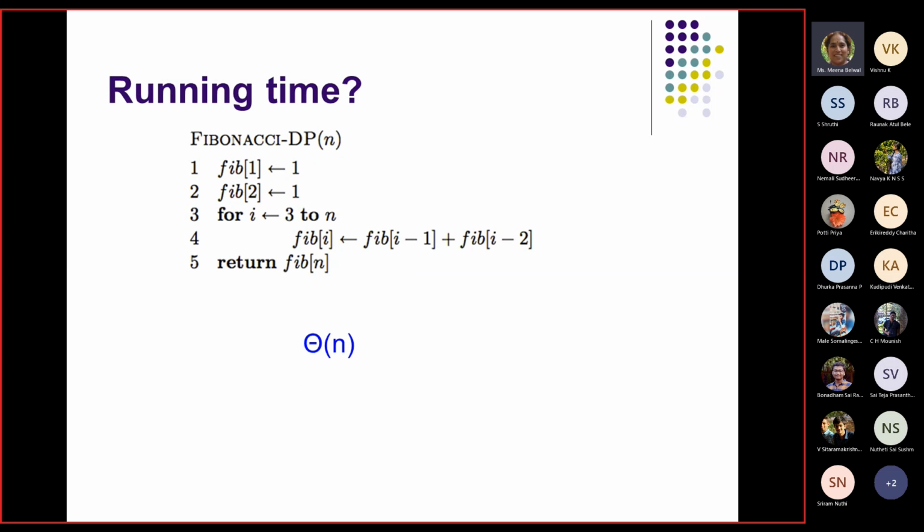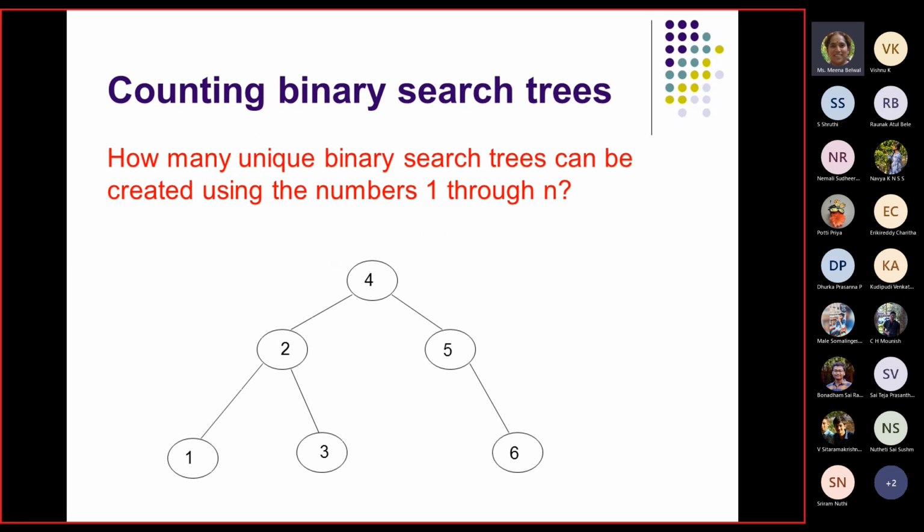So that's a basic example to introduce dynamic programming. Now we take up a problem, and I expect that we will be able to do it in today's class so that we can start with a new problem tomorrow. The next problem is counting binary search trees. Let's understand the problem: how many unique binary search trees can be created using the numbers 1 through n?